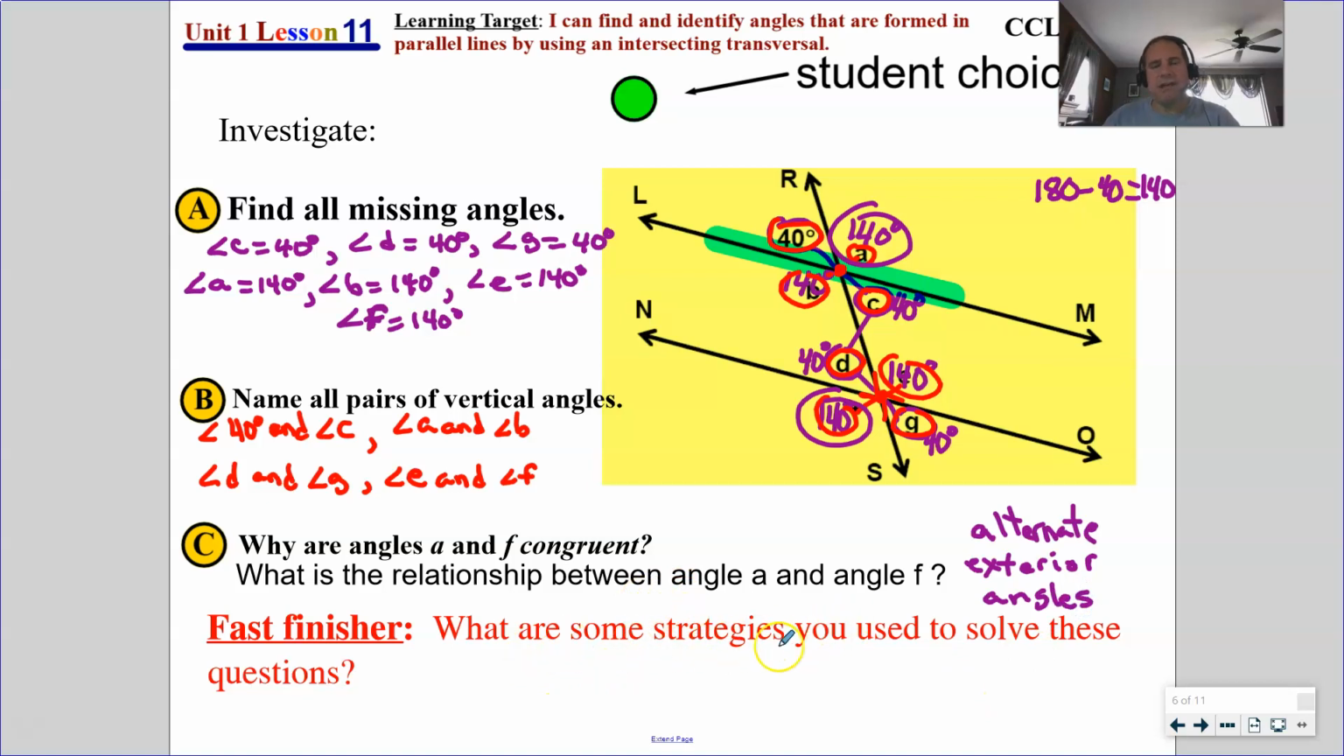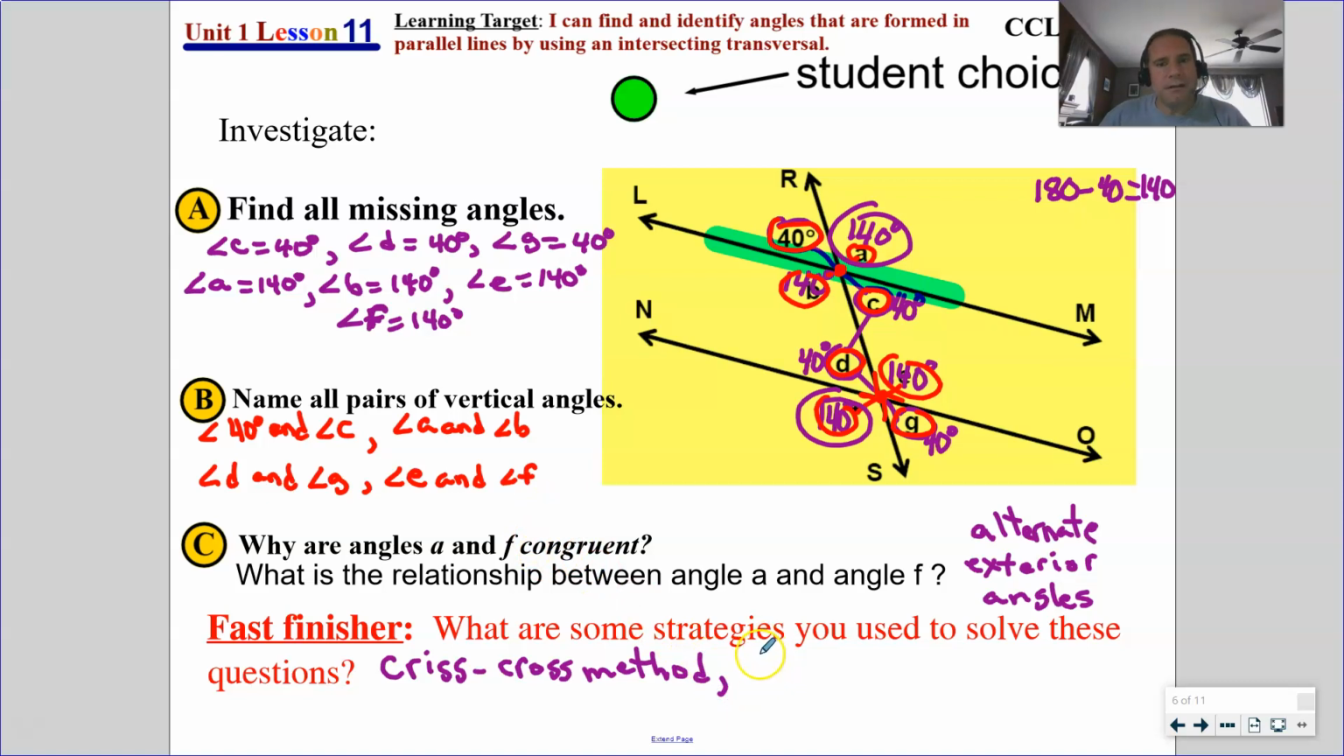All right. What are some of the strategies used to solve the questions? You could say the strategy is the crisscross method. And remember, you can't explain it like, oh, because of the crisscross, they're both circled. Nobody knows what that is. That's just a strategy you're using to help you figure out which angles are equal, which ones are congruent, and which ones aren't. Crisscross method is something that a lot of people use.